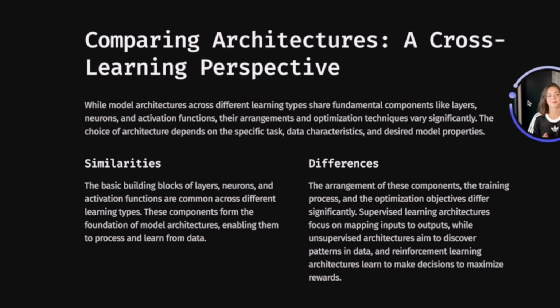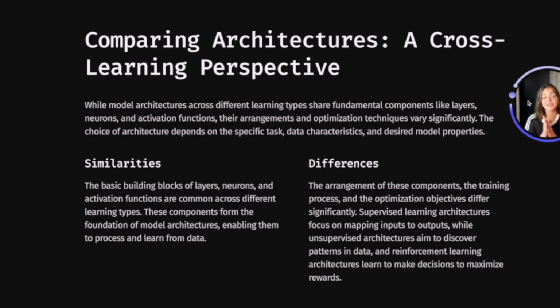So now we get to our conclusion. Model architectures share some fundamental components, like many have layers and neurons and activation functions, but the way that they're arranged and the types of layers that they use do vary significantly. And so the architecture that you use really does depend on your task and the complexity of the data that you're using.